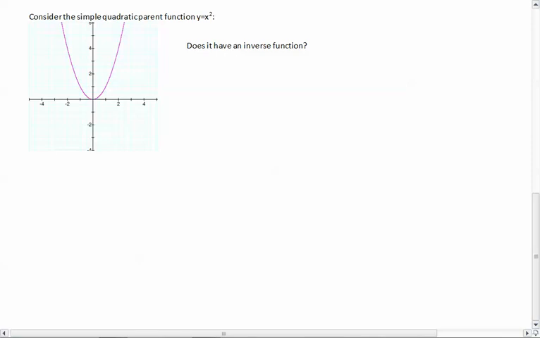All right, here we go. Let's consider this simple quadratic parent function, y equals x squared. Does it have an inverse function? You may be tempted to say, why, yes, Mr. Bauer, it looks like this. It looks like y equals square root of x, because square root and square undo themselves.